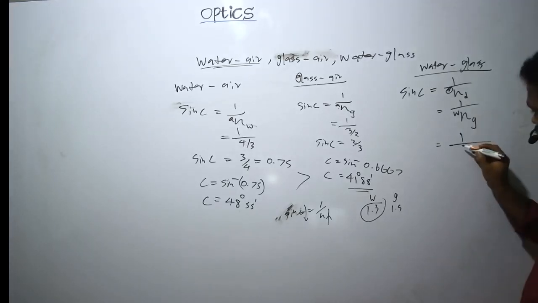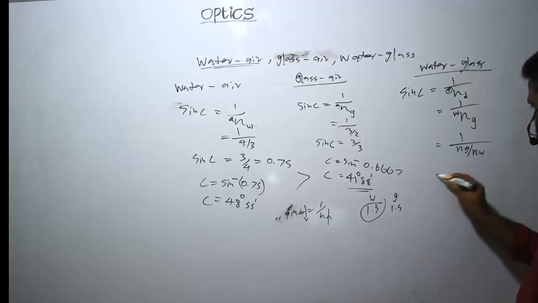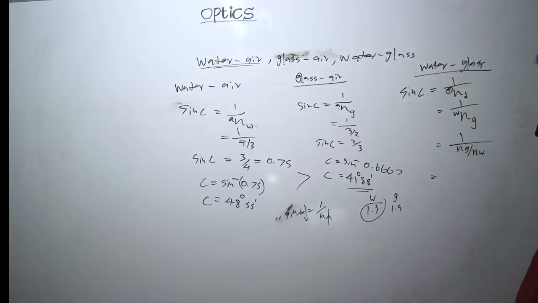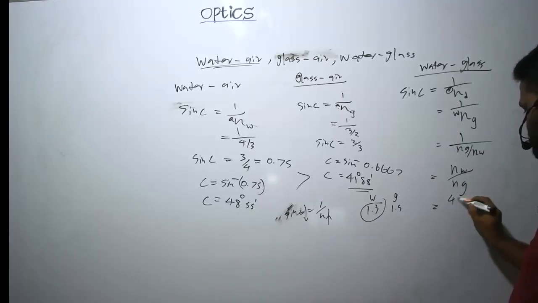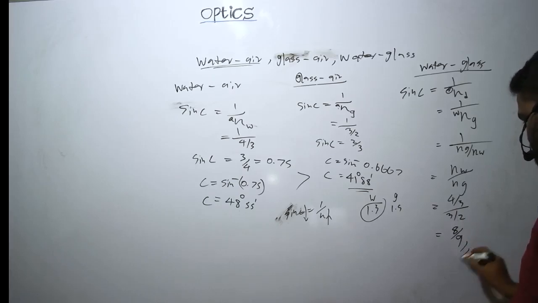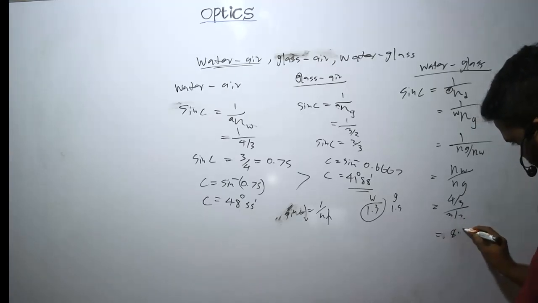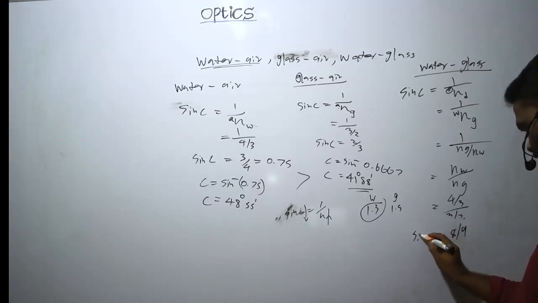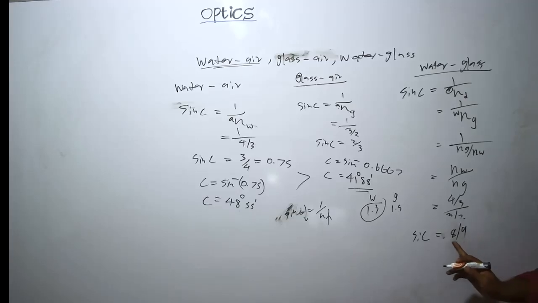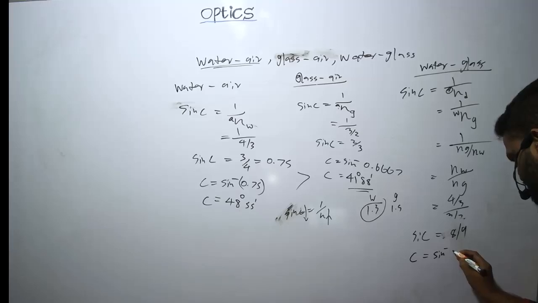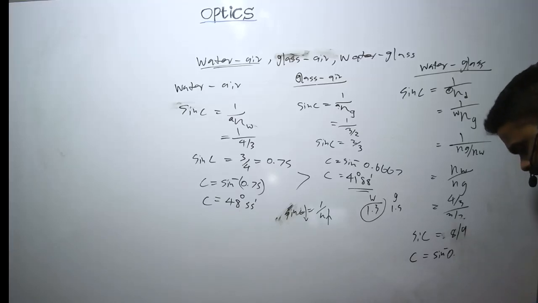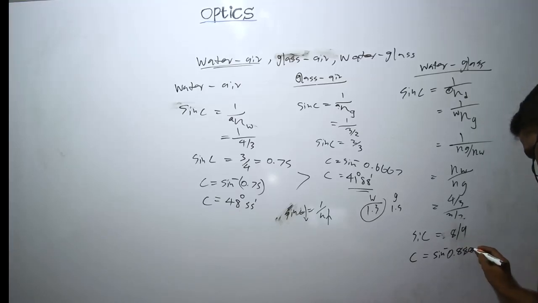So what do you have? Relative to water. So Ng divided by Nw. Nw goes up, Ng comes down. So Nw is 4 over 3, Ng is 3 over 2. So it should be 8 over 9. 8 over 9. So sine C is 8 over 9, right? So C is what you need to find. Sine inverse 8 over 9. What do you get? 0.889, right?